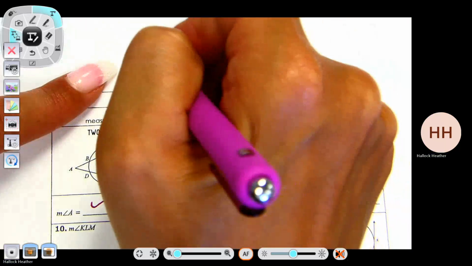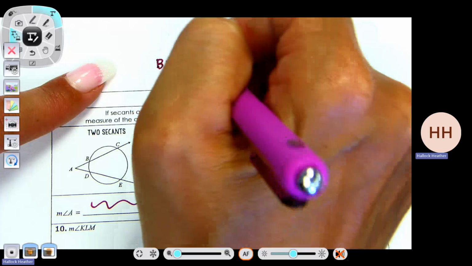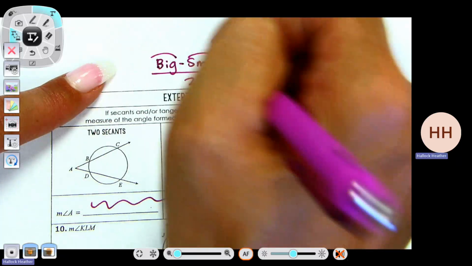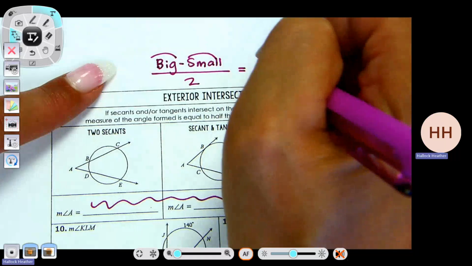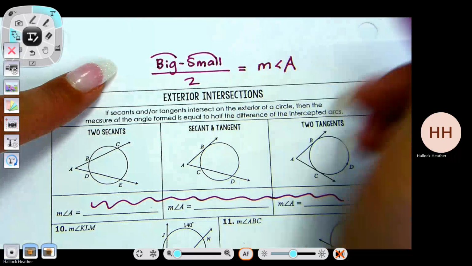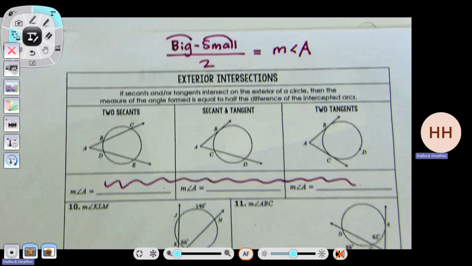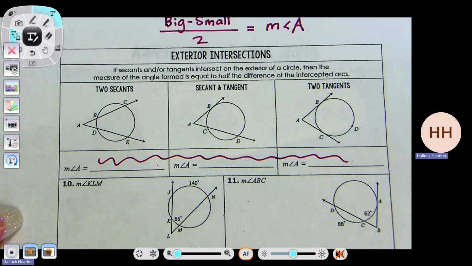What's our rule for all 3 of these? Big minus small, divide by 2. And technically they're little arcs. So big arc minus small arc equals the measure of angle A, or whatever's on the outside angle. So all of these look like little bird noses. Okay, they all have a little nose on the outside. So the angle's on the outside. So if it's on the outside, we take big arc, we minus small arc, we divide by 2, that equals the angle. Easy peasy. So for 10, what's my big arc?